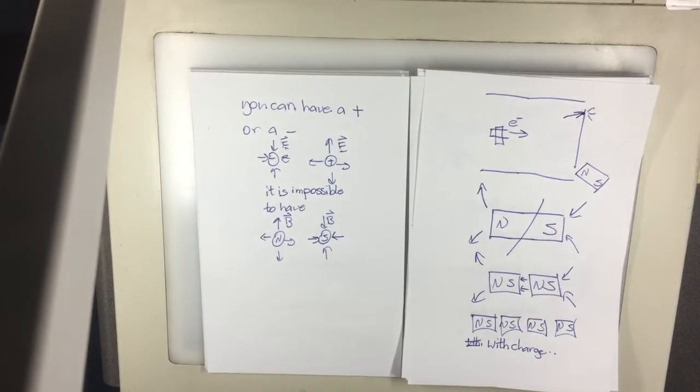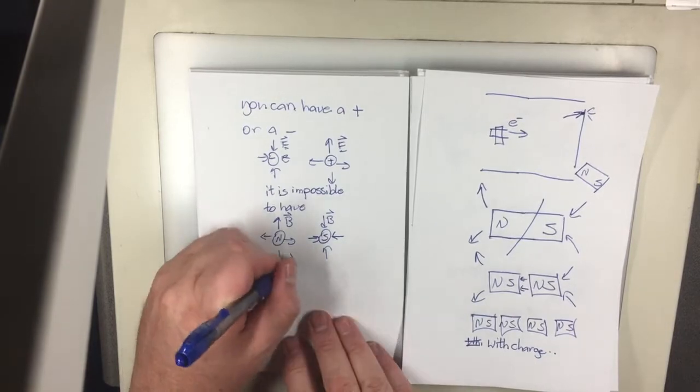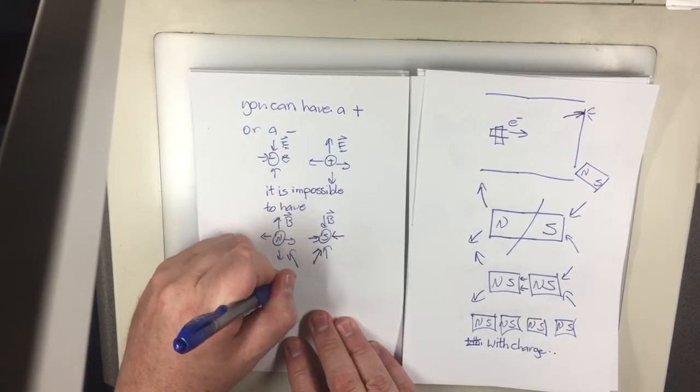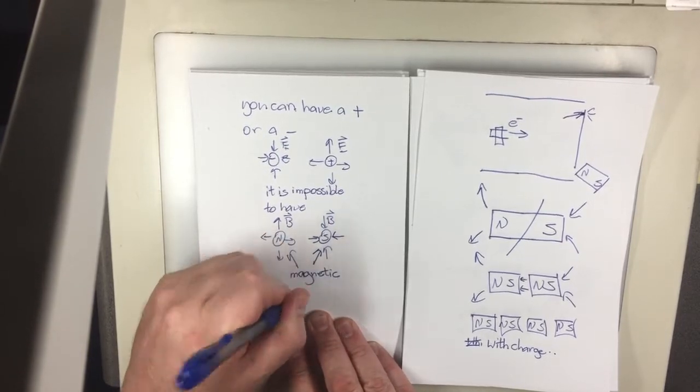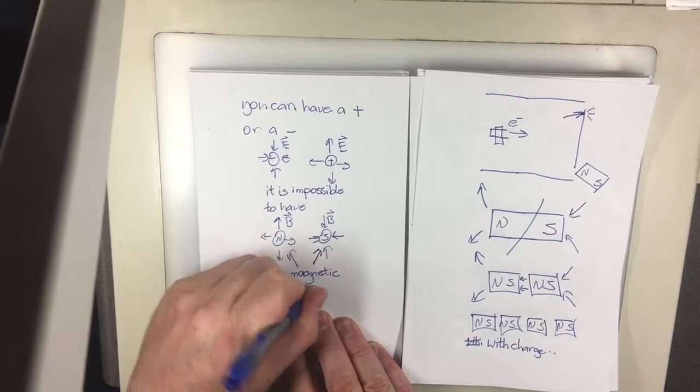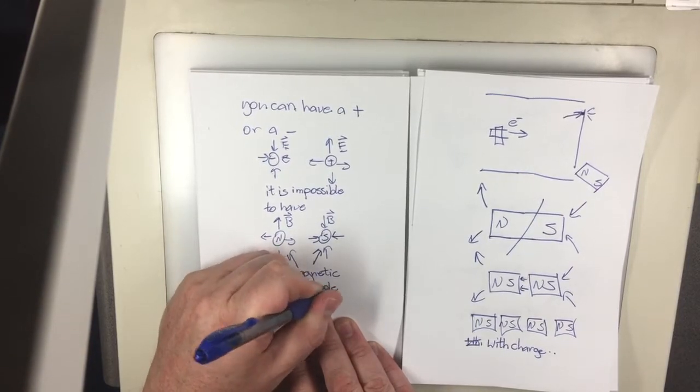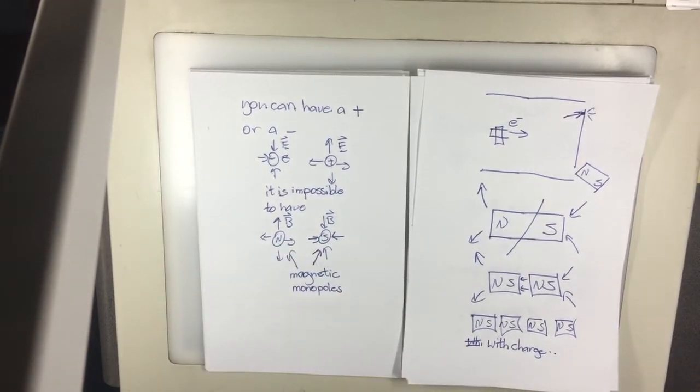You can't do that because every time you crack a magnet, you still get another north and another south. These are what they call magnetic monopoles. As far as I'm concerned, they don't exist.